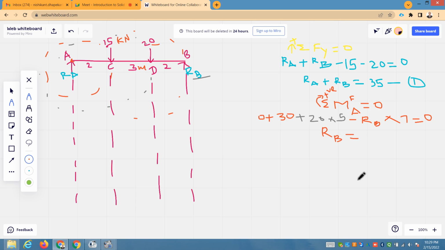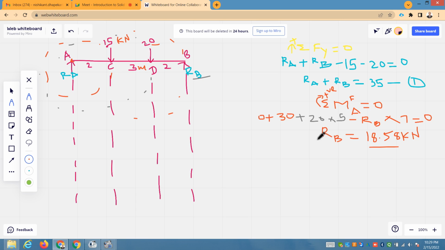So please calculate and tell me, students. This will be 30 plus 100, 130. This will move to the right hand side. So 130 divided by 7. How much it is coming? 18.58. Everyone is getting this positive value 18.58. Now positive value indicates that the assumed direction of reaction Rb is okay, upward direction.